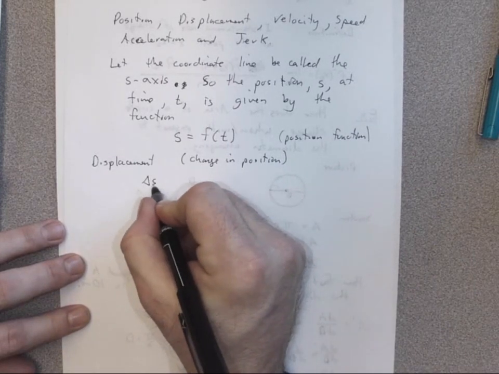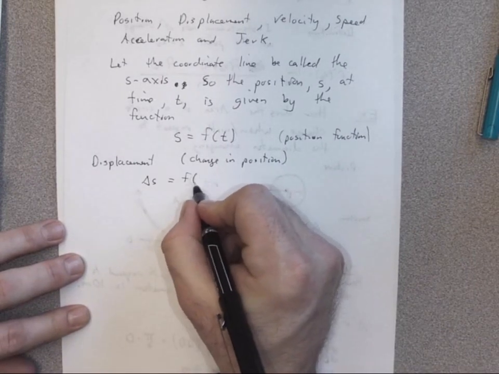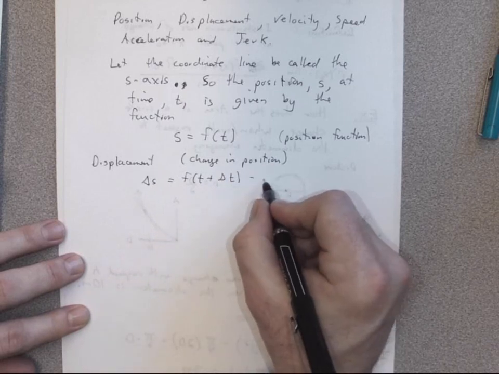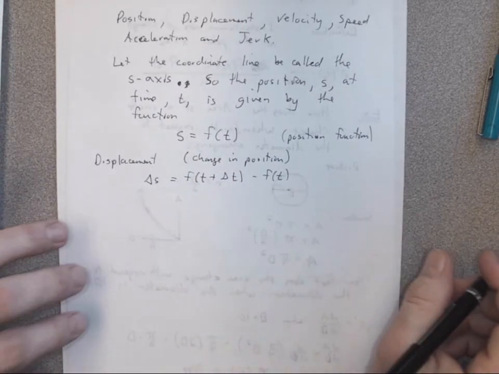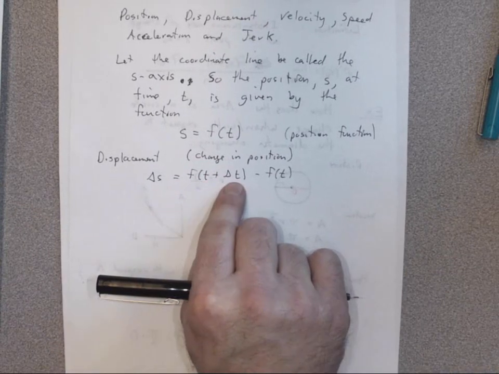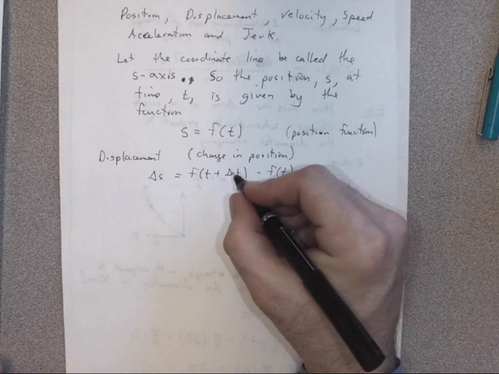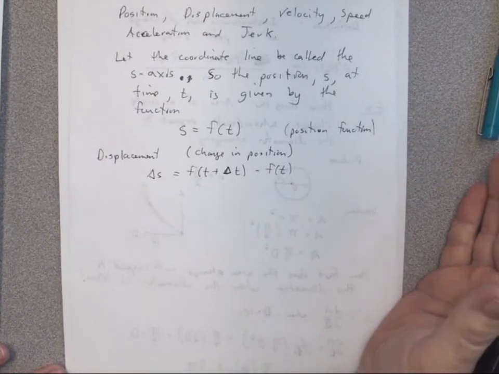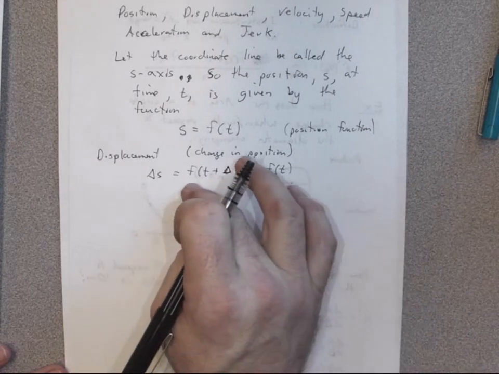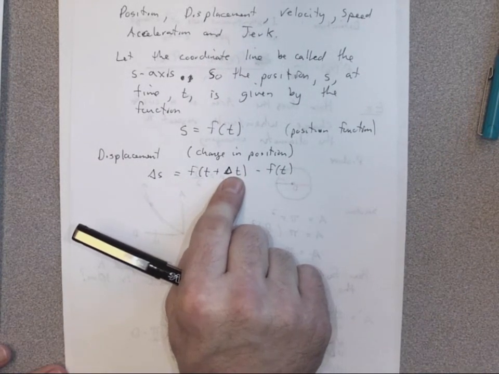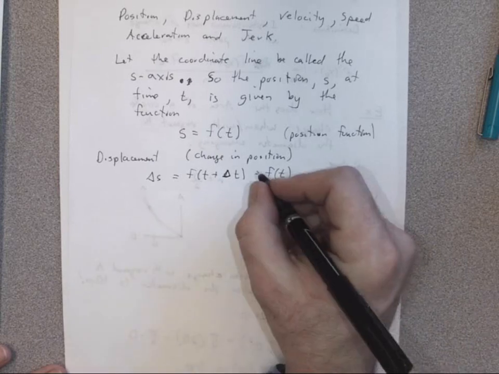So your change in S is equal to f of t plus change in t minus f of t. It's going to look a lot like what you guys are used to. Remember, like your f of x plus h minus f of x. Now your h is just some particular move, but since our inputs are time, they want to make sure that this is the original time plus however much time elapsed minus the function at our original time.